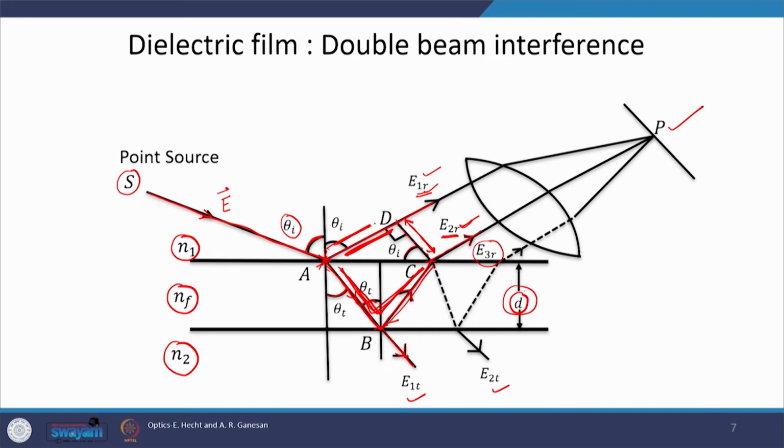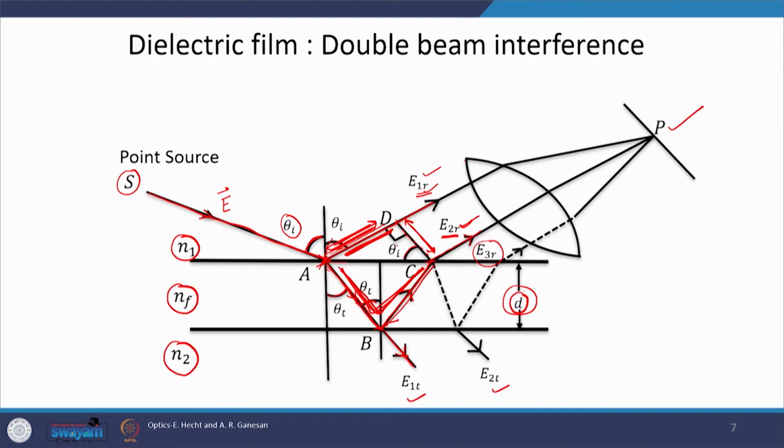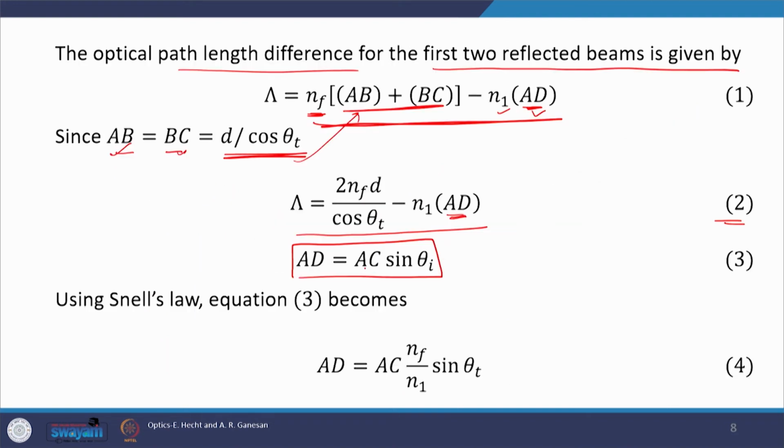AD is this length. Now, theta I is known, of course, AC is unknown, but we can calculate AC once AB is known and thickness d is known. Therefore, let us express AD in terms of AC, and this is the relation between AD and AC. AD is equal to AC sin theta I, and theta I is this angle. Now, AC is unknown, how to calculate AC, and theta I is the angle of incidence.